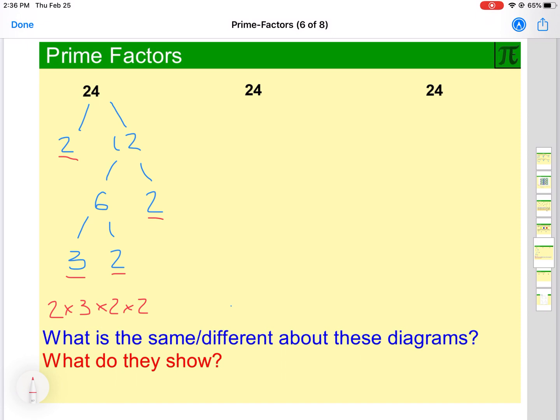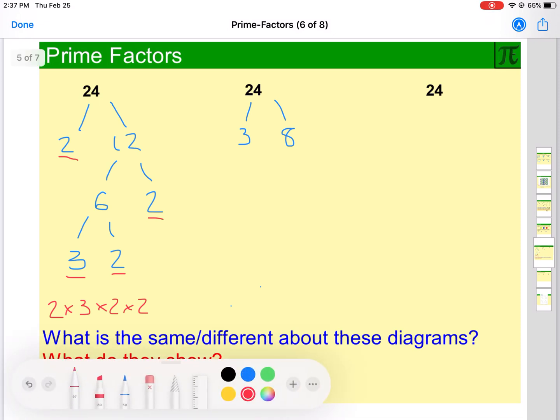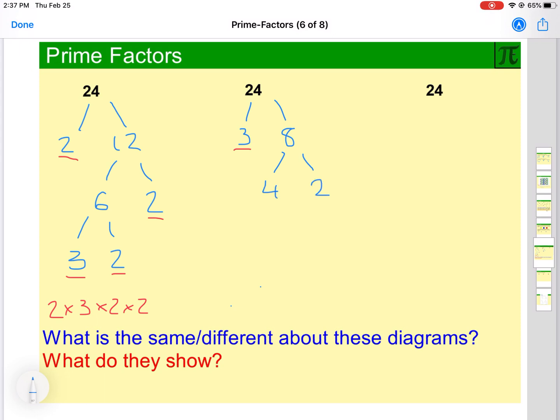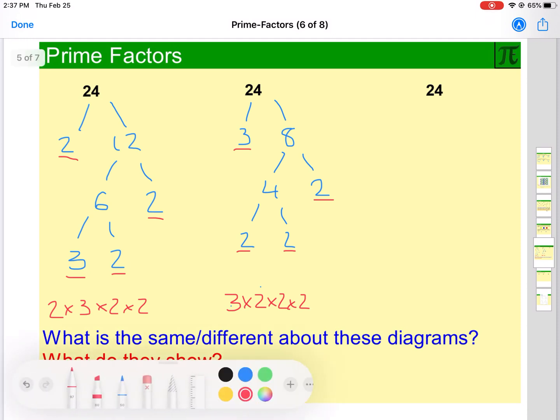So, what about the next one? We've got another factor of 24, right? So 2 numbers that multiply to give me 24. Let's try 3 and 8 this time. 3 is a prime number, so that can't go any further, but 8 can be split up into 4 and 2. 2 is a prime number, that can't go any further, but 4 can be split up into 2 and 2. Okay, so at each stage I'm looking for 2 numbers that multiply to give me the one above. That tells me that 3 times 2 times 2 times 2 will give me 24. And again, the prime factors of 24 are 2 and 3.